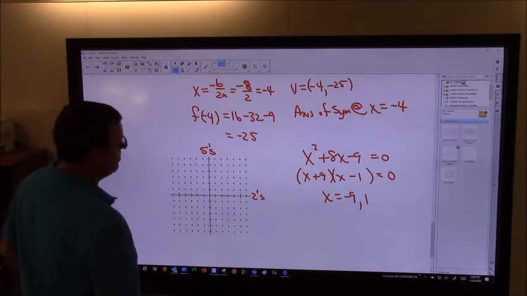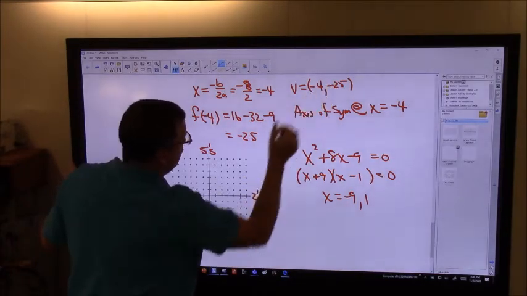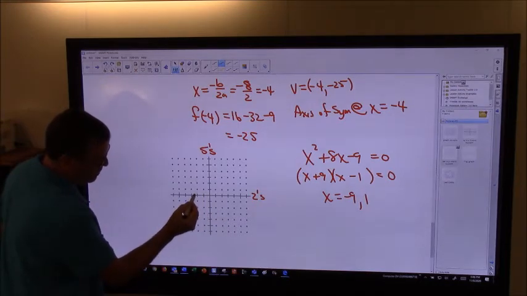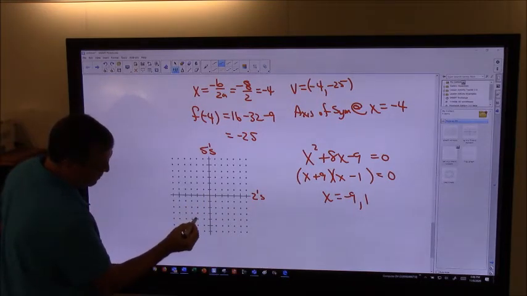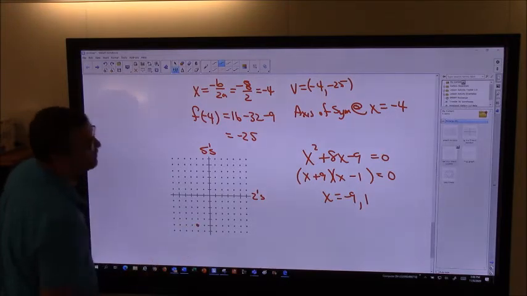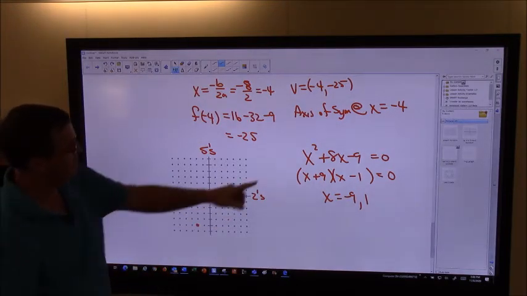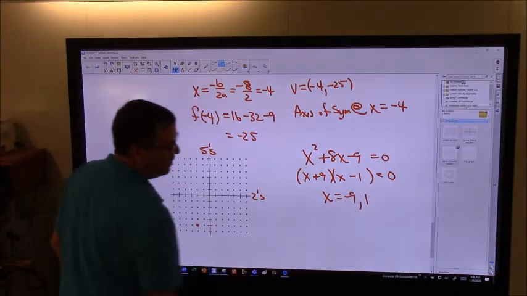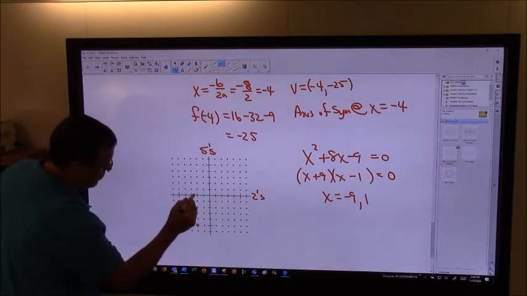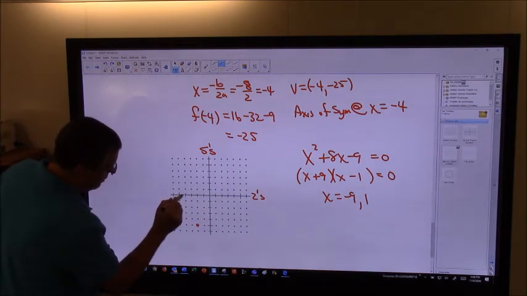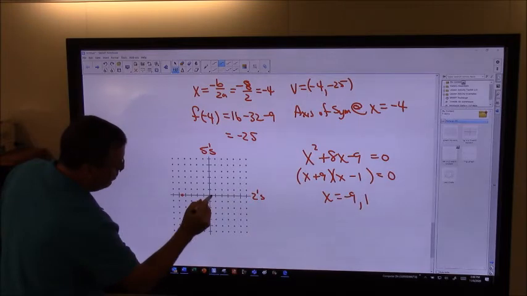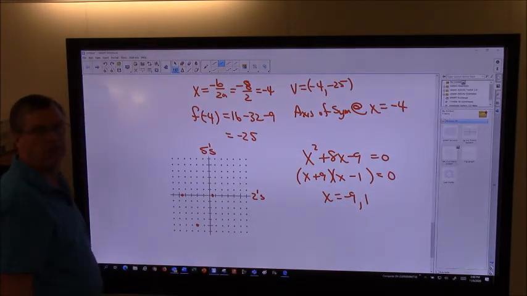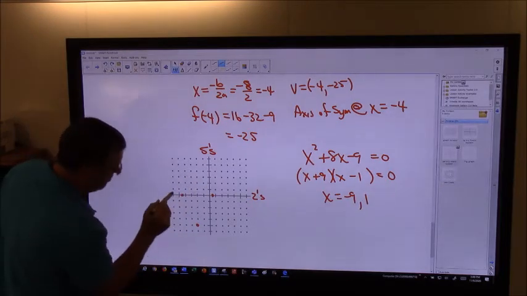All right, so where's my vertex? Negative 4 comma negative 25. So remember, I'm counting by 2s. So that's negative 2, negative 4, 5, 10, 15, 20, 25, right there. My a value was positive, so I know the parabola opens up. And I also know I need to go through these points on the x-axis. So here's 2, 4, 6, 8. There's negative 9 right there. Positive 1 is right here. I know exactly what this parabola looks like. It's going to go down like this, turn and come back up.